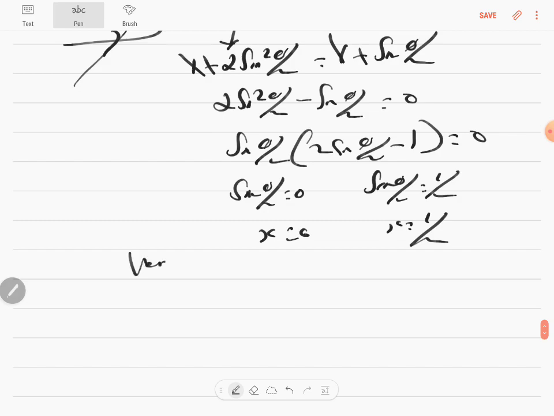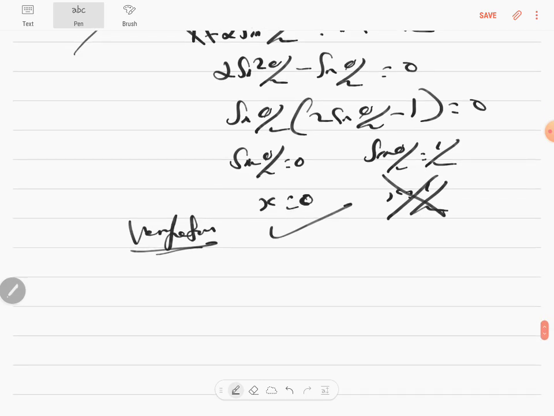But now this involves verification. You should substitute this in the question. X is equal to 0 will be the only valid answer. X is equal to 1 by 2 will not be a valid answer. You have to verify that, okay?